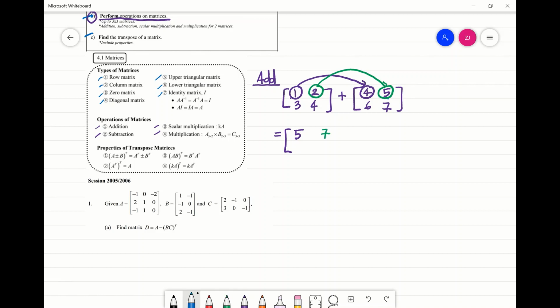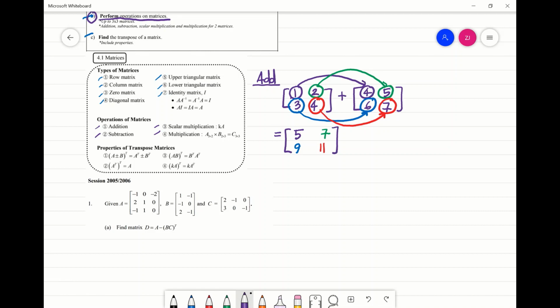Then if we have this 3, the element in the second row, first column, we add it to the element in the second row and first column of the second matrix, so we have 9 here. And next, we have this element in the second row and second column, so we add it to the element in the second row and second column, so we will have 11. So this is how to perform addition.